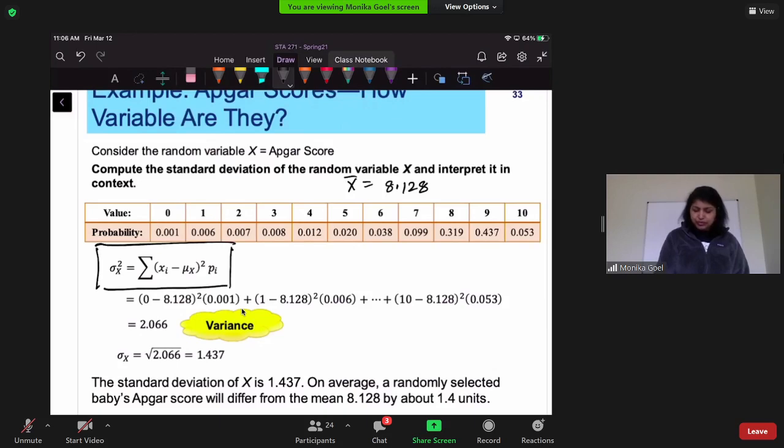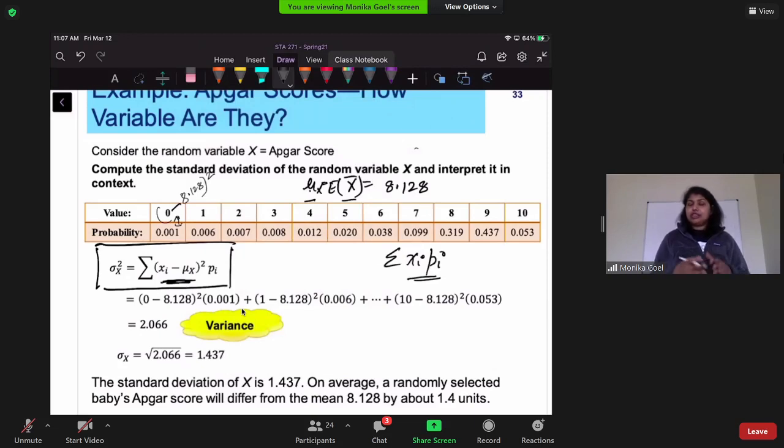For mean, we use this one, so we multiply x with the corresponding probability. And now you can see that we are subtracting the mean, x bar, or you can say mu x, since we are using the expected value of mu x. So either you can write mu x or EX. It is the same thing. So first, you need to subtract the mean from each: x minus 8.128, and then do the square, and then multiply with the corresponding probability. That's the extra part you need to do when you are calculating the variance.